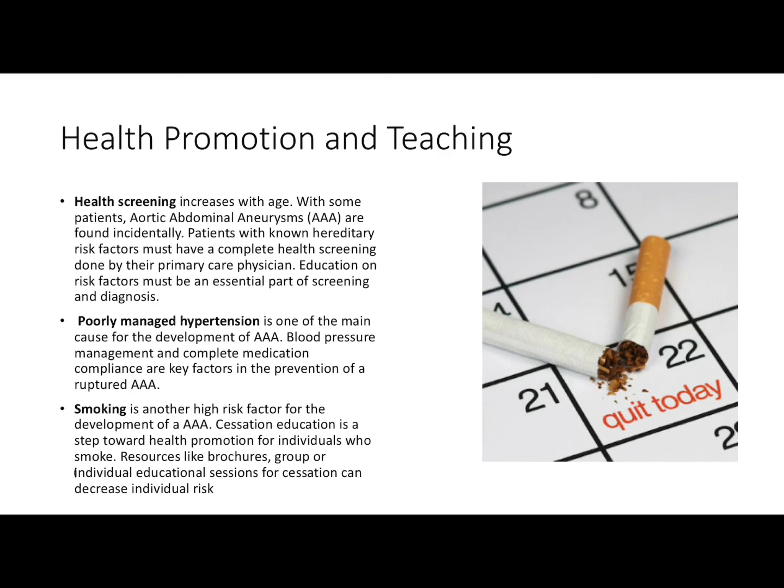Health screenings increase with age. With some patients, AAAs are found incidentally. Patients with known hereditary risk factors must have a complete health screening done by their primary care physician yearly or more frequently as it pertains to their risk factors. Education must be done for these patients to help them identify their risk factors and be more likely to come in to their primary care doctor to be screened.